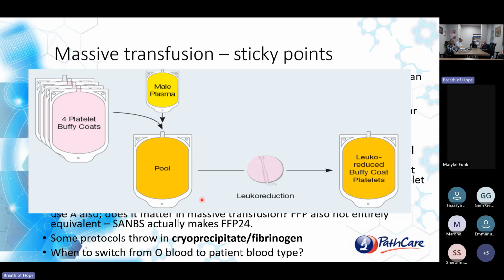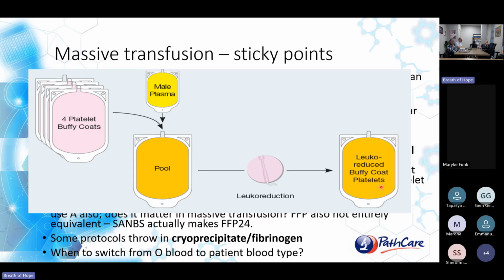So a pooled platelet unit in Canada and Europe represents 4 platelet donations. So that's the platelets from 4 different people. In the US, they use 6 donors to pool the platelets. And in South Africa, we are using 5.